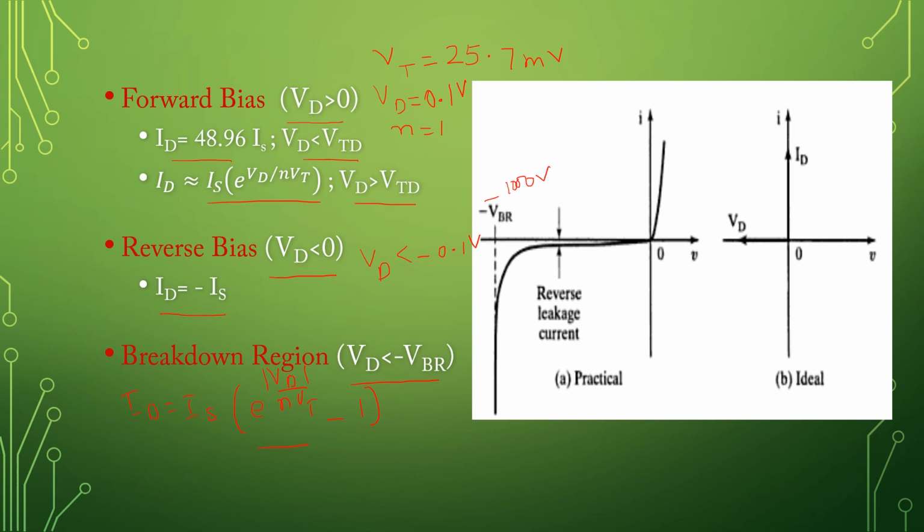So the operation in the breakdown region will not be destructive provided the power dissipation is within the safe level which is mentioned in the data sheet of the power diodes. So it is better that the diode is operated only in the forward biased region.